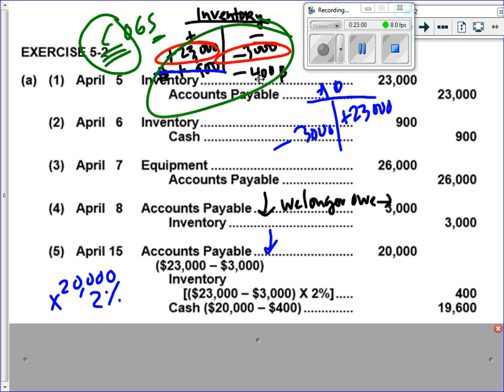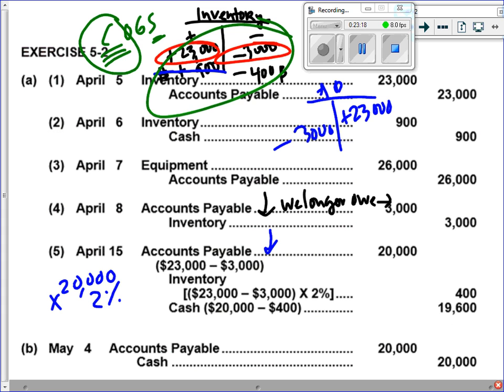That's it. There's a B part. I'm just at the very bottom of page 253. Assume that Harwood Company paid the balance due on May 4th instead of April 15th. 20 grand, 20 grand. Why did they not get a discount? They paid too late. They didn't pay within the discount period. That's it.